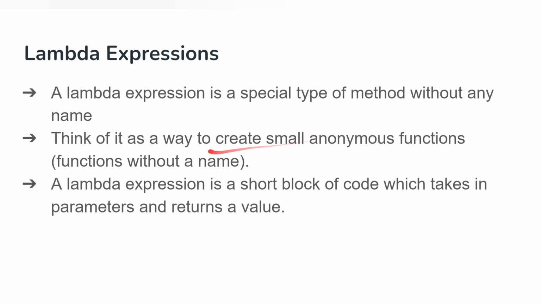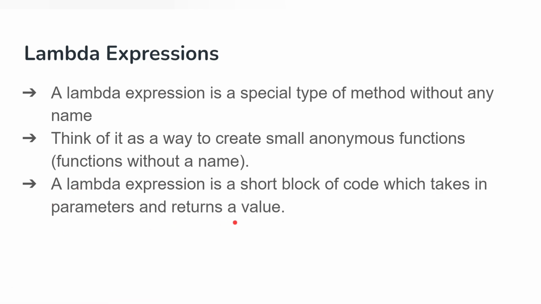And what are anonymous functions? These are functions without a name. A lambda expression is a short block of code which takes in parameters and returns a value. So we can provide arguments to it, that is, parameters, and it will return a value.